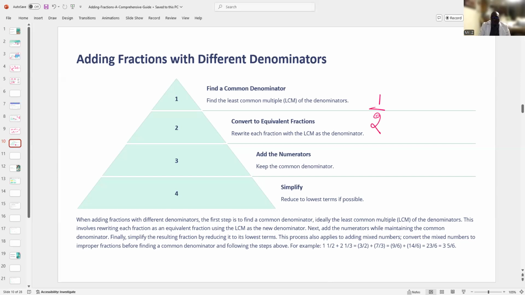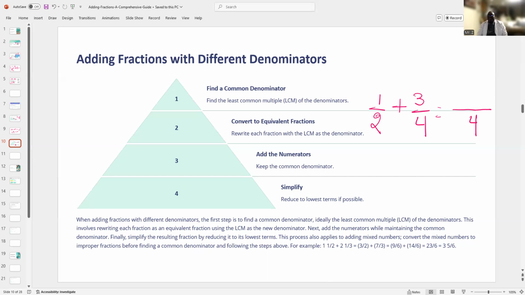Example. When I have 1 over 2 plus 3 over 4, there are different ways to do this addition. One way you can do that is to identify first the lowest common denominator. It means the least number that can be divided by both 2 and 4. I have a 4.